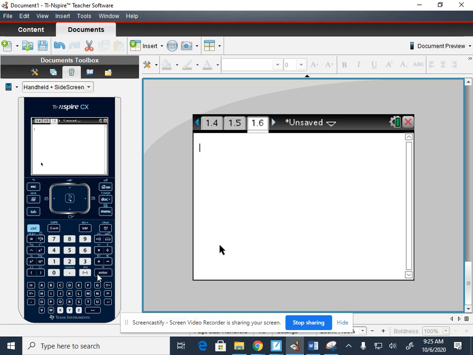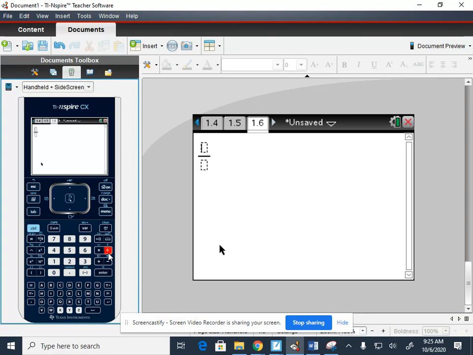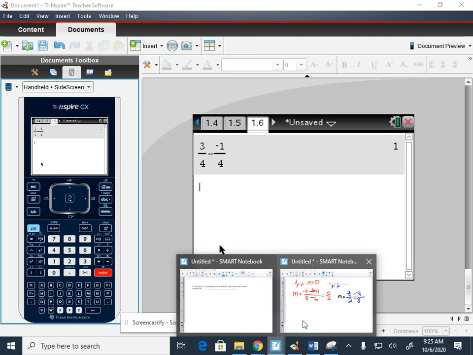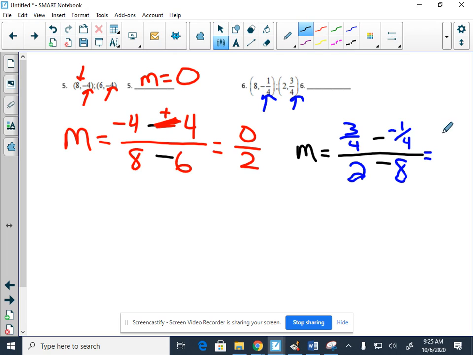On these calculators, you've got the control divide feature, 3/4, subtract, -1/4. It's 3/4 plus 1/4. Should get you 4/4 or 1. So all that stuff simply gets us 1 in the top over -6, and that's our slope. Our slope is -1/6.